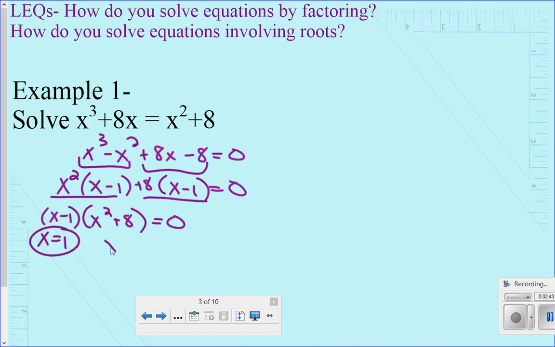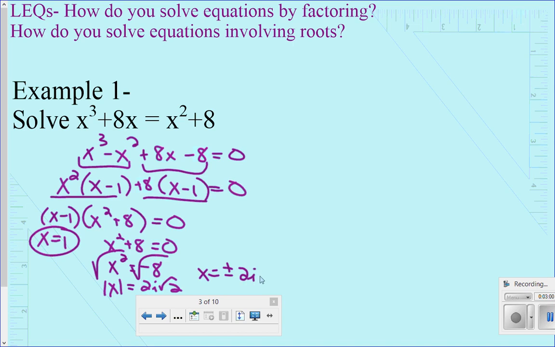And then setting x squared plus 8 equal to 0, I can solve that using the square roots technique. So x squared equals negative 8. Square root of each side. Absolute value of x equals 2i root 2. So then x is equal to positive or negative 2i root 2. 3 solutions, it's degree 3. I know I have them all.